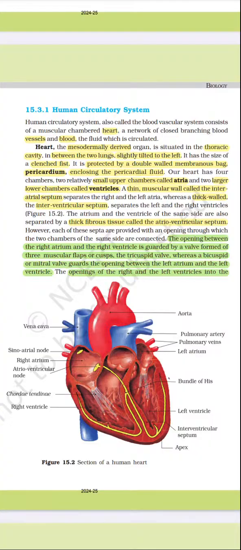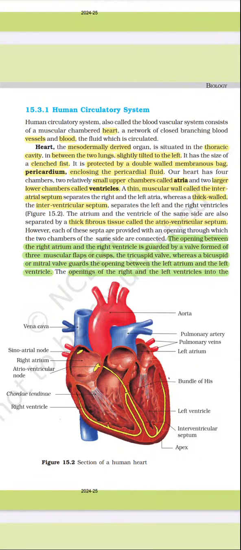Human circulatory system. The human circulatory system, also called the blood vascular system, consists of a muscular chambered heart, a network of closed branching blood vessels, and blood, the fluid which is circulated. The heart is mesodermal in origin, situated in the thoracic cavity between the two lungs, slightly tilted to the left, about the size of a clenched fist, protected by a double-walled membranous bag, the pericardium, enclosing the pericardial fluid.